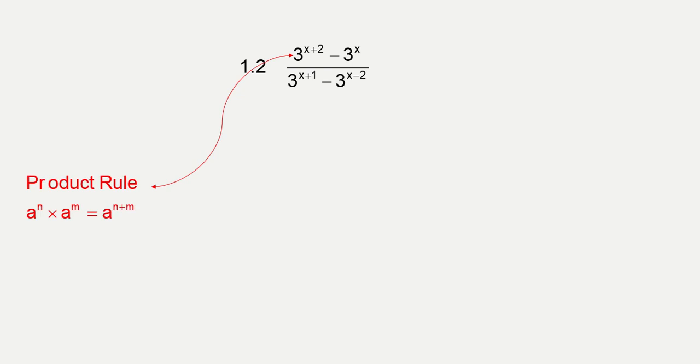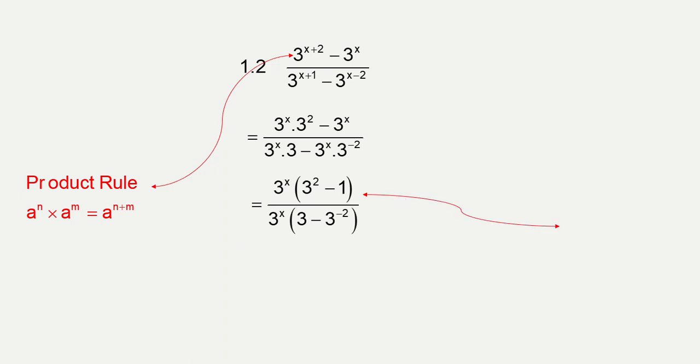If you look at the first term in the numerator, you can reverse the product rule there. If you reverse it, you have 3 exponent x times 3 exponent 2. You can reverse the product rule in the denominator as well, so that you have 3 exponent x times 3 minus 3 exponent x times 3 exponent minus 2. At this point, you can take out a common factor, which is 3 exponent x.